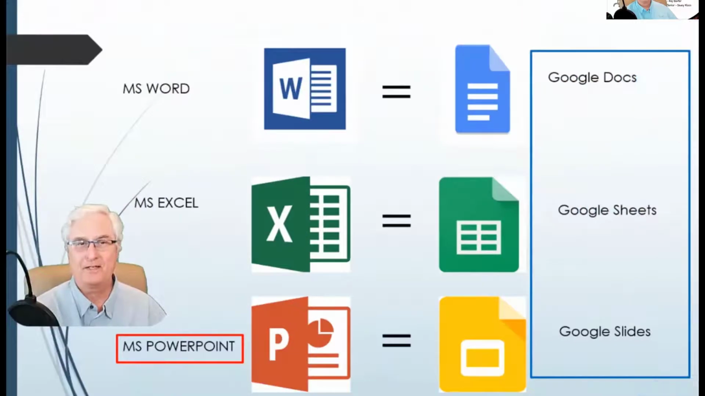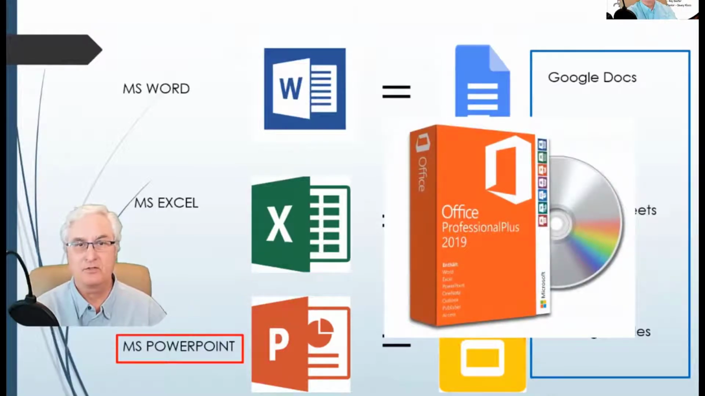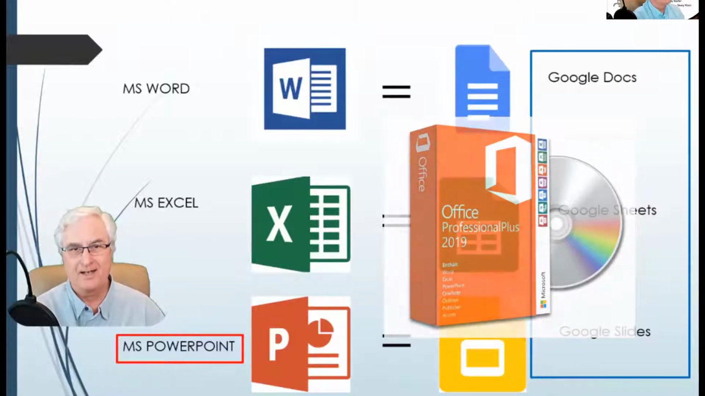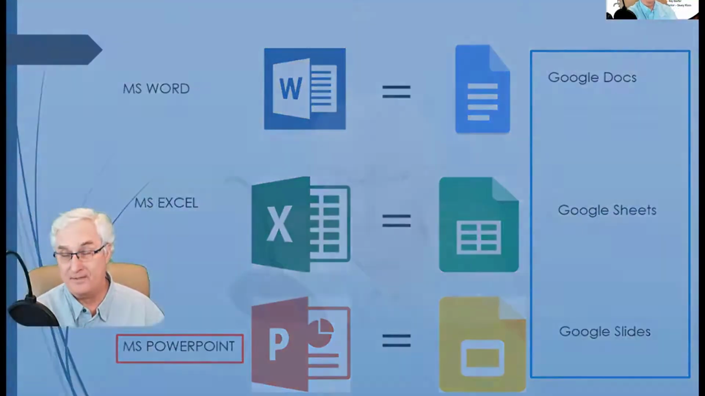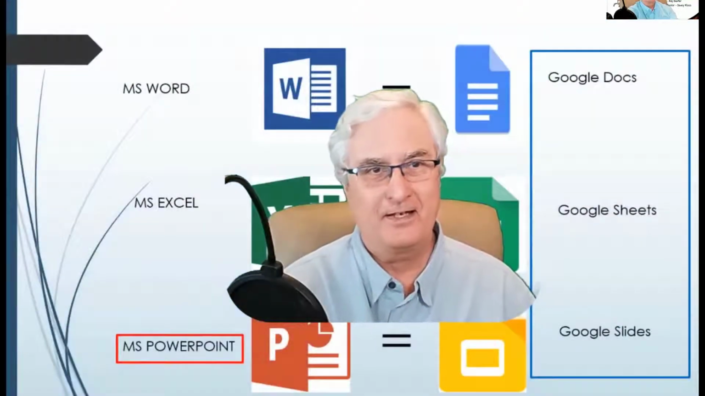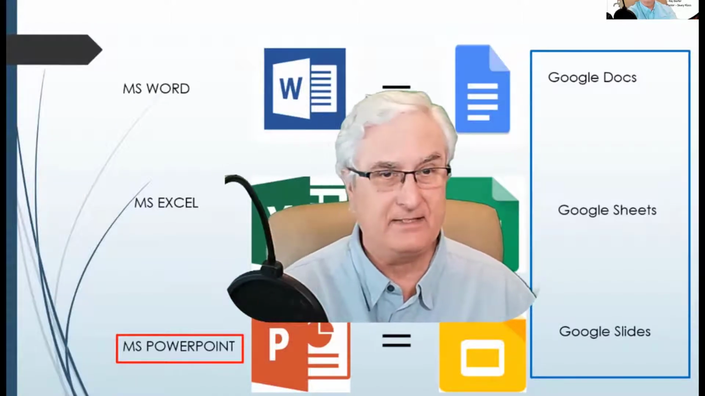All right, on the left-hand side, I have Microsoft products, and on the right side, I have Google products. Now, Microsoft sold a suite of products called Microsoft Office, and this included Microsoft Word, which is a document producer. We have Microsoft Excel, which is a spreadsheet, and Microsoft PowerPoint, which is a presentation program. Microsoft bundled these core products together under the term Microsoft Office, and it was sold as a CD or DVD.